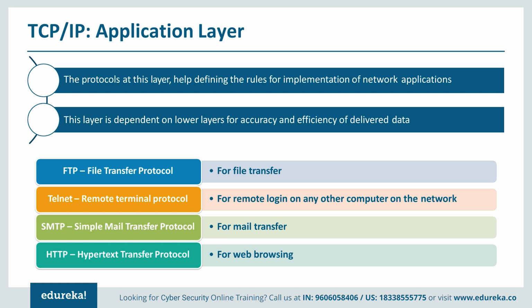What is FTP? FTP is simply the File Transfer Protocol. It helps us share a file from a server or store files on the server. Telnet is a remote login protocol. It helps us log into a computer remotely. SMTP is the Simple Mail Transfer Protocol, which helps us send emails. HTML is the hypertext markup language, and it uses the HTTP protocol, the hypertext transfer protocol, for browsing websites on the internet.